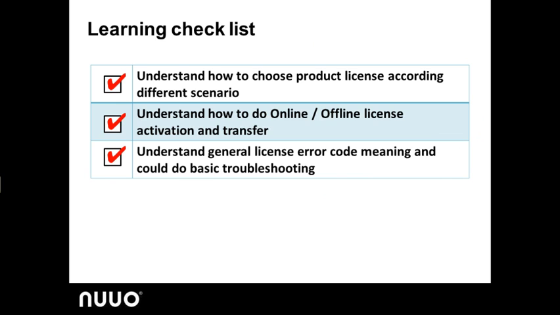To summarize the main points of today's webinar. For the first topic, you should understand how to choose a product license according to different scenarios and be able to select the correct and suitable license for the product. For the second topic, I introduced the license offline, online, activation, and transfer procedures and described the details of the operation. For the last topic, you should understand general license error codes and their meanings, and be able to do basic troubleshooting.